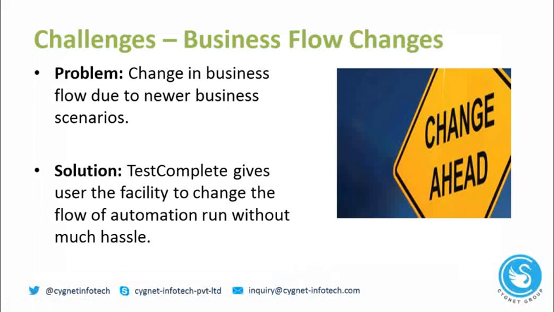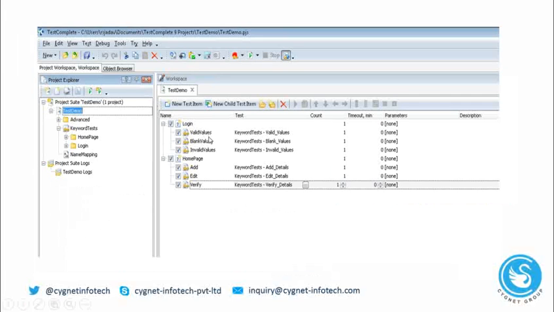Now, whenever we are trying to automate something or build a system, there are chances that the requirement changes and the business flow changes. Whenever the business flow changes, we may need to modify the script in such a way that it takes a lot of effort at our end. But TestComplete gives you the facility to change the automation flow without much hassle. As you can see on the screen, you have different kinds of test cases, and you can just drag and drop them with the help of TestComplete. So the flow of the test cases can be changed easily without any problem. Moreover, you can also select the test cases which you want to run and which you want to ignore at this point.